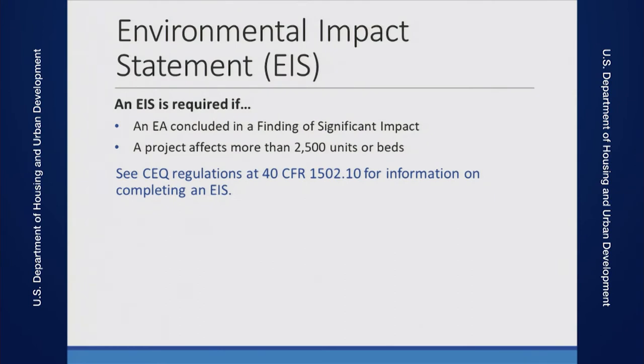However, if the responsible entity makes a finding that the project may have a significant impact on the human environment, then the responsible entity has to complete an environmental impact statement, which is our next level of review. And there are two circumstances where an environmental impact statement, or EIS, is required. First, if an EA concludes that the project may have a significant impact on the human environment. And second, if the project will affect more than 2,500 units or beds, you would jump straight to an EIS without doing an environmental assessment first. Both situations are relatively unusual at HUD, so when it does come up, make sure to reach out to your local field environmental officer for assistance.